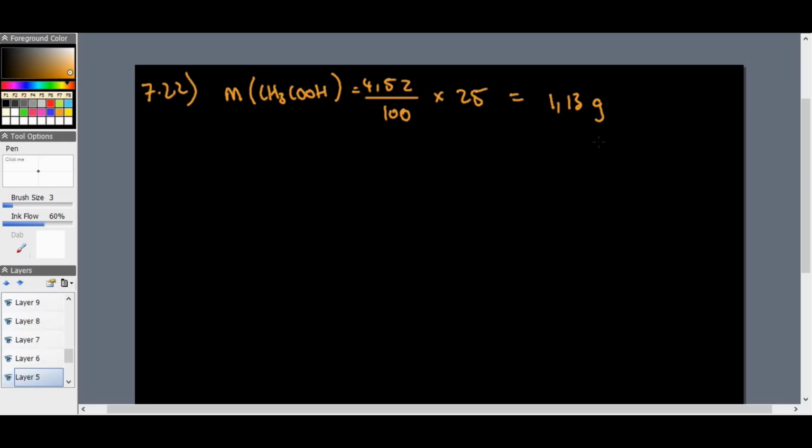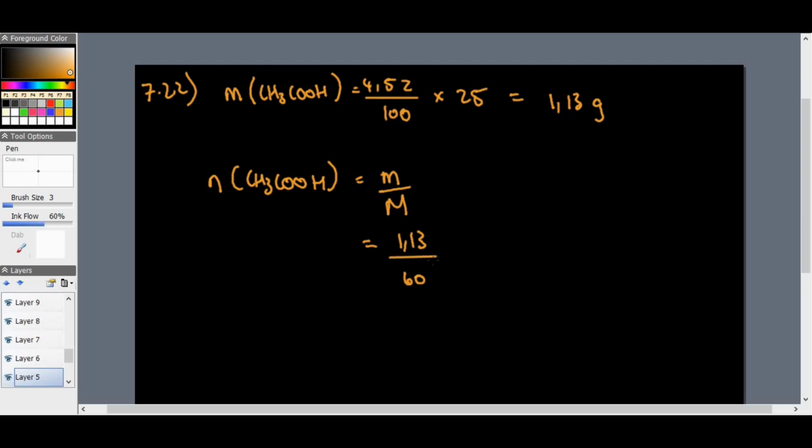Now that you've got that, let's calculate the amount of moles. The molar mass of CH3COOH is 60 grams per mole. If you don't believe me, it's 12 plus 3 for the hydrogen, H3, plus another 12, plus 16 that's 32, plus 1. Yes, 60 on the dot. So the number of moles of CH3COOH is the mass, let's write the formula first, 1,13 divided by 60.